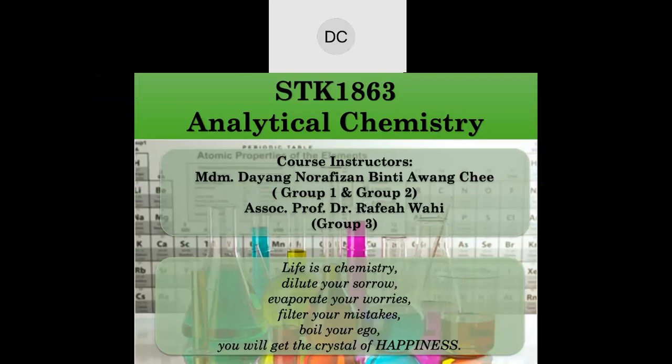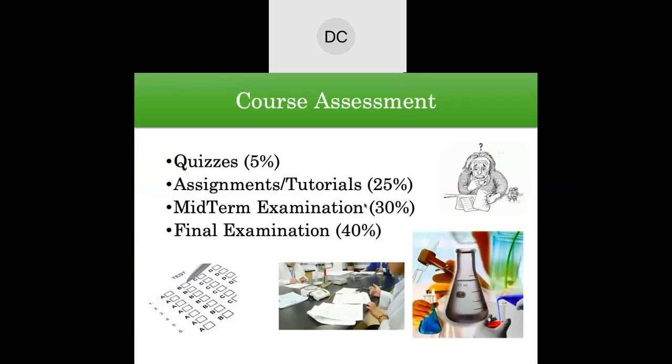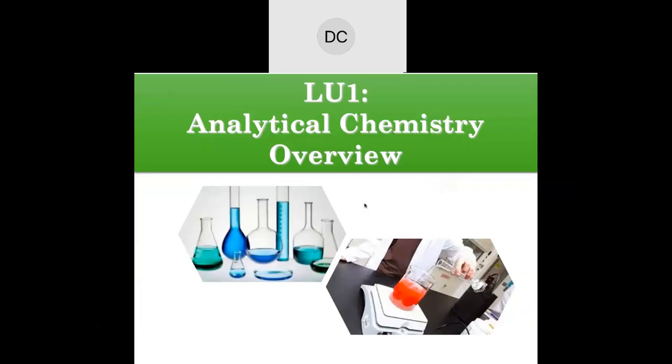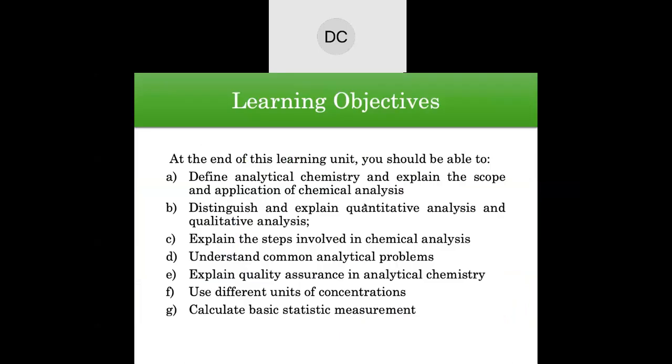STK1863, Analytical Chemistry. Okay, kita dah cakap pasal course assessment tadi kan. Ada quiz, assignment, midterm and final exam. And this is the Learning Unit 1, the Analytical Chemistry Overview. Okay. And this is what you need to achieve at the end of the learning unit, where you need to be able to define what is analytical chemistry.